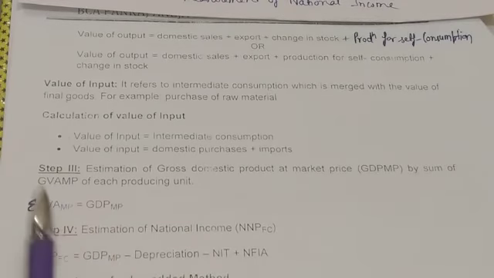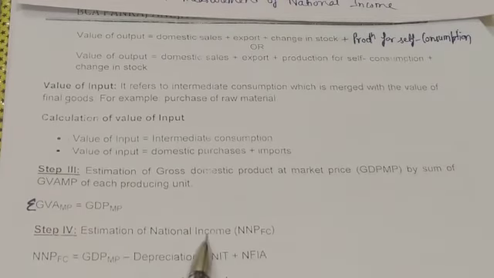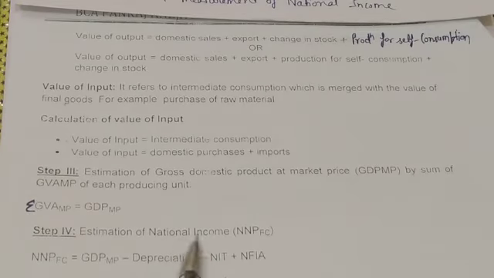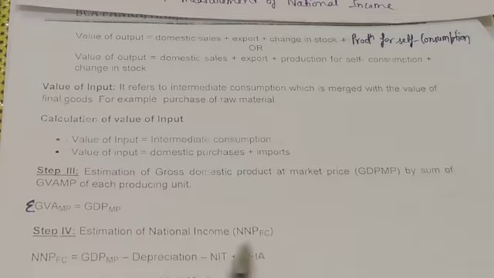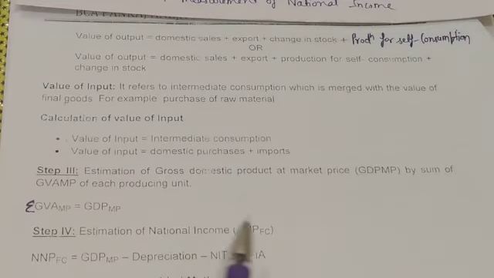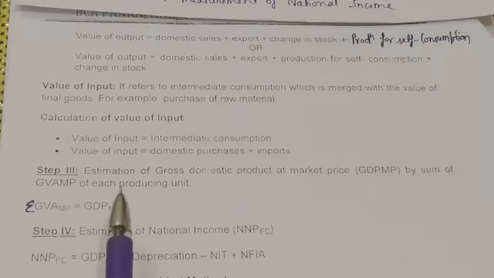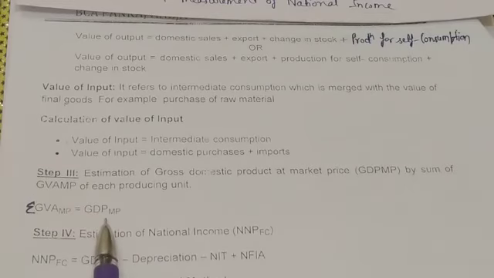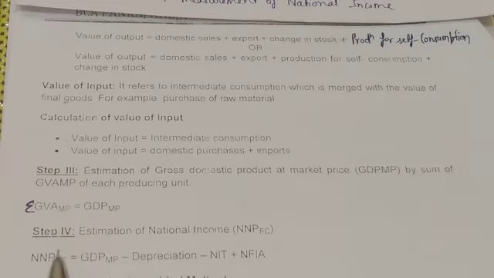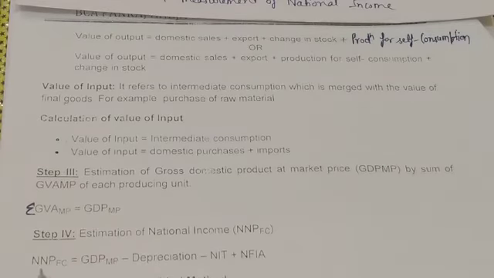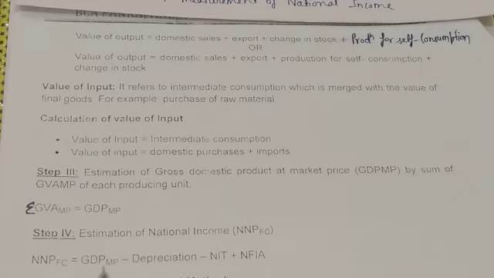See, step fourth, estimation of national income. That is the main point. What is the other name of national income? In short form, NNP at FC. Now we will calculate NNP at FC with the help of GDP at MP. I want to calculate NNP at FC with the help of GDP at MP.